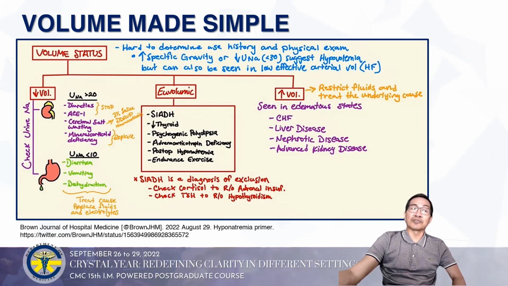In euvolemic states, you see this in conditions like SIADH, thyroid problems, psychogenic polydipsia, and the like. And in hypervolemic states, you normally see this in edematous patients that you will see in the ICU with CHF, liver disease, or in most cases, advanced kidney disease. Now, SIADH is actually a diagnosis of exclusion.